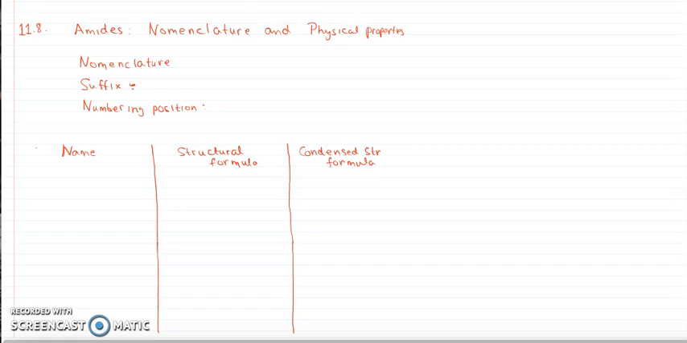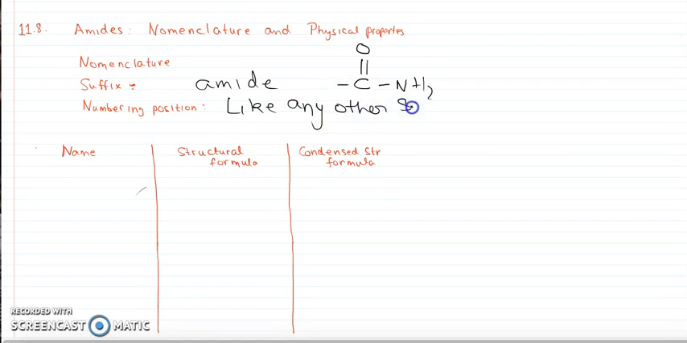This functional group is called amides, and the suffix is, of course, amide. The functional group by itself is C double bond O. Now, if you remember the carboxylic acid functional group, just replace the OH with NH2. So the numbering position is like any other substituent.